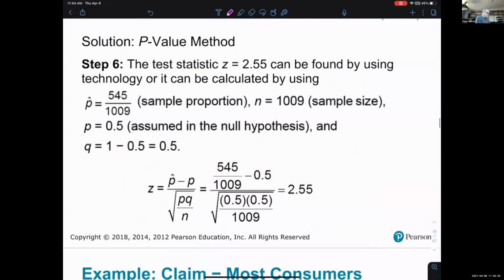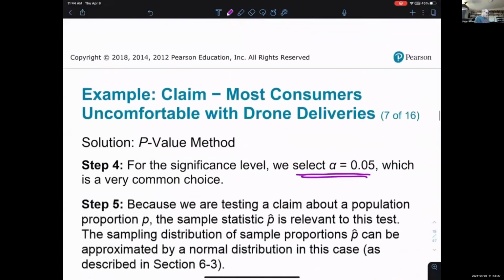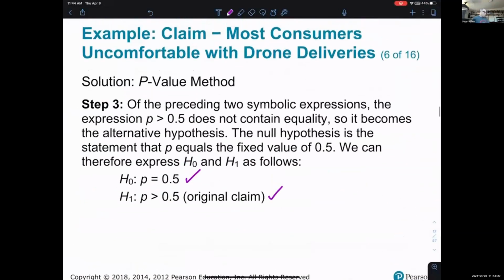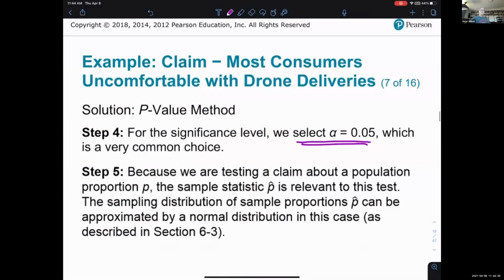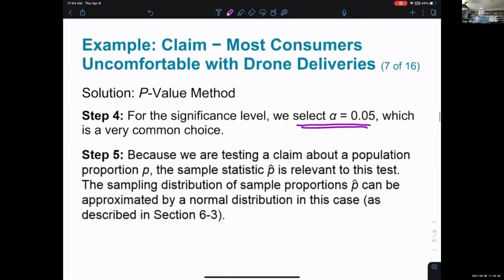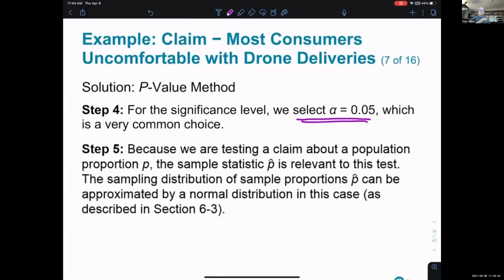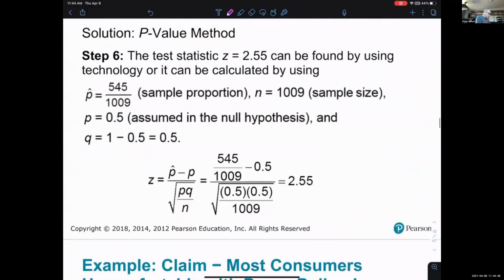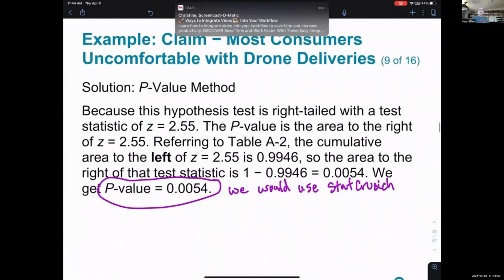So let's say you have your claim, you have your null and your alternative hypothesis, you have your significance level, and you have the results of your sample, which was 545 out of 1,009 people said they don't like drones, 54%. So if you have those things, then you turn to technology and it gives you a p-value.